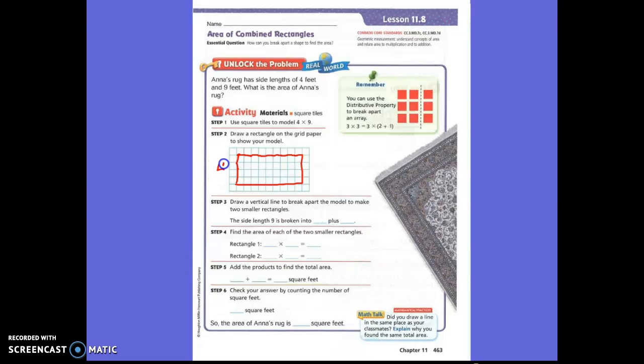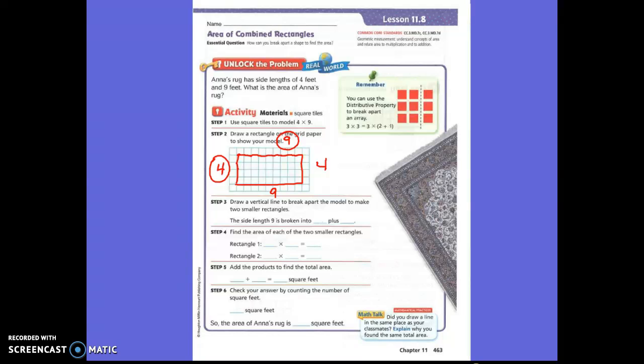So we have 4, 4, 9, and 9, right? Okay. Now we could just add those together, but that's not what they want you to do. Do they want us to add or to multiply? You could not add those together. You would just have to multiply the length times the width. Okay, we're multiplying.